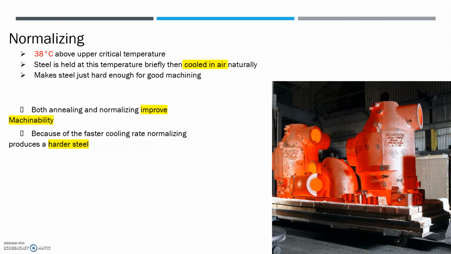Normalizing and annealing are quite similar, but the main difference is that normalizing is cooled in air naturally. Cooling in air speeds up the cooling rate and makes the steel harder. Both normalizing and annealing soften and improve machining of steels.